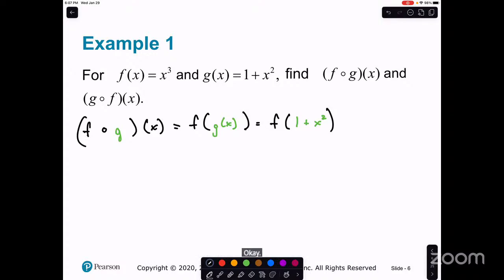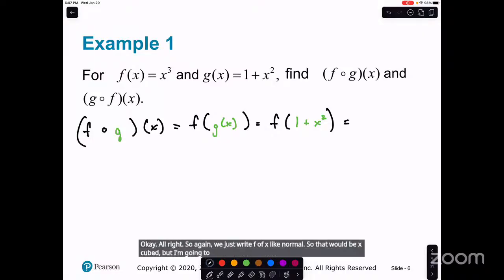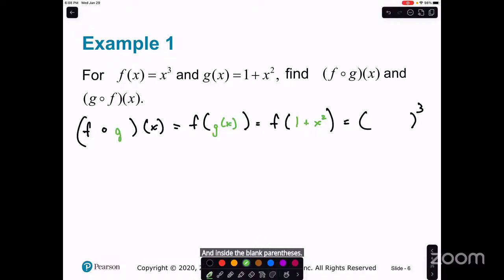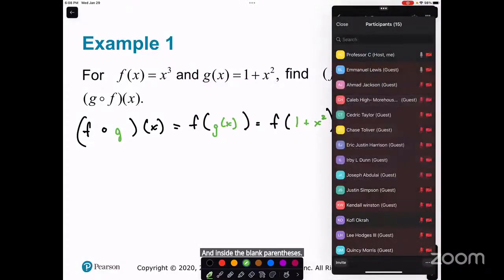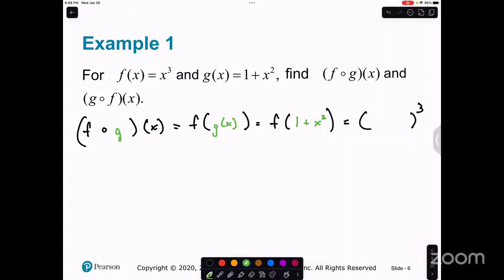All right. Again, we just write f of x like normal. That would be x cubed, but I'm going to replace x with a blank set of parentheses, and inside the blank parentheses it's going to be 1 plus x squared. For the sake of time, I'm not going to expand it out because you should be able to expand it. But that's just there.